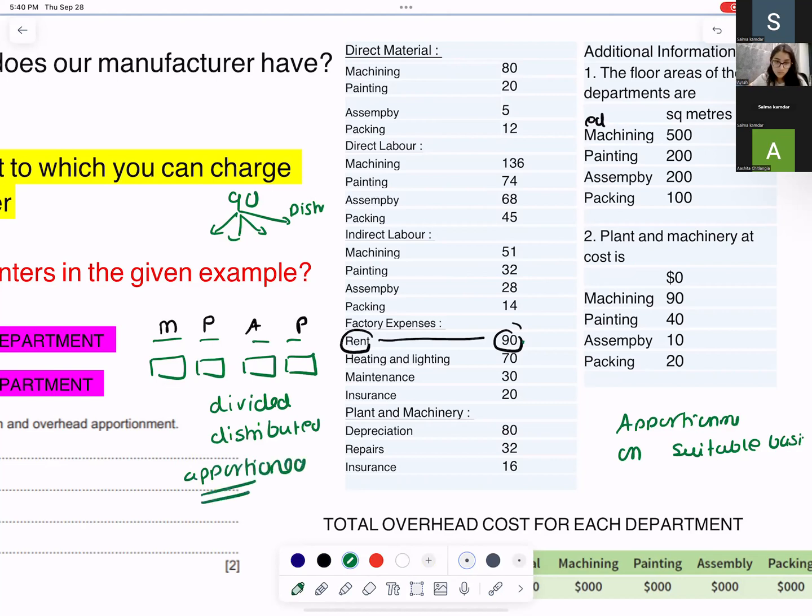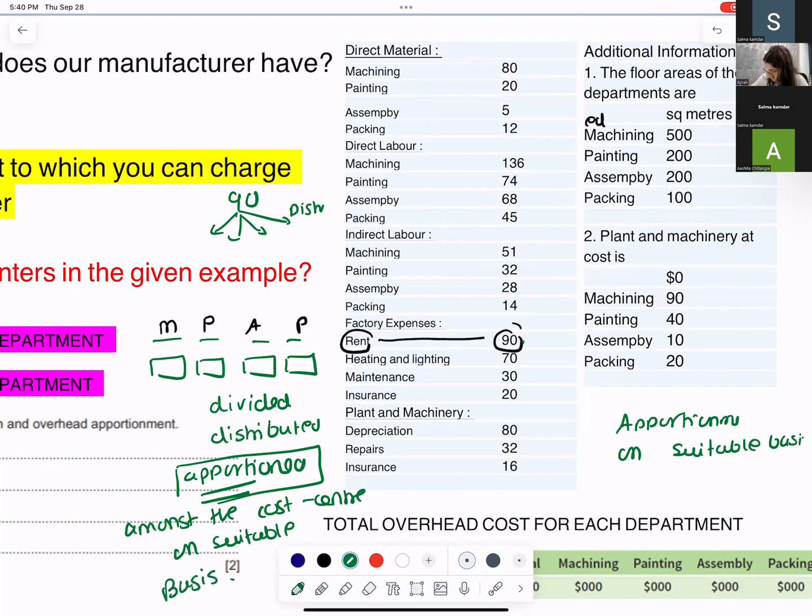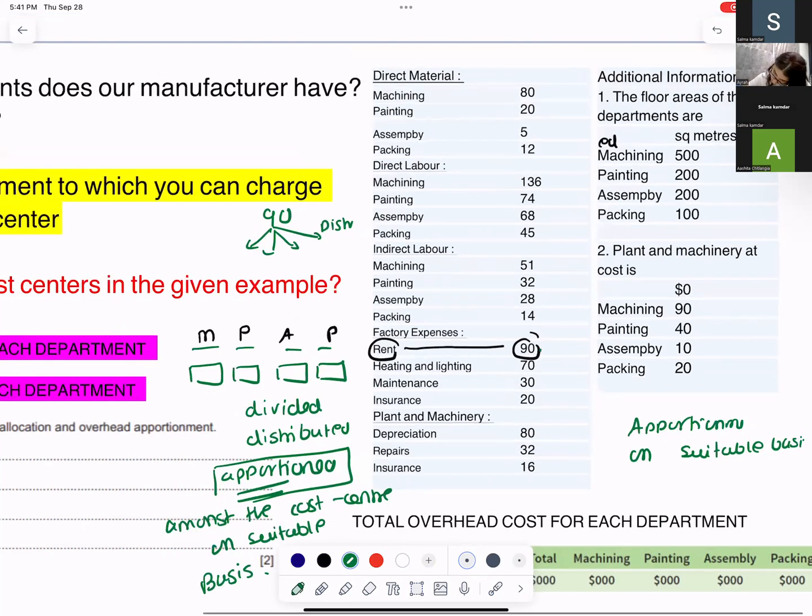So it is apportioned. This is the appropriate word that you will use. It is apportioned amongst the cost centers on a suitable basis. So rent is divided, or I can say it is distributed, or you can say it is apportioned amongst the cost centers on a suitable basis.